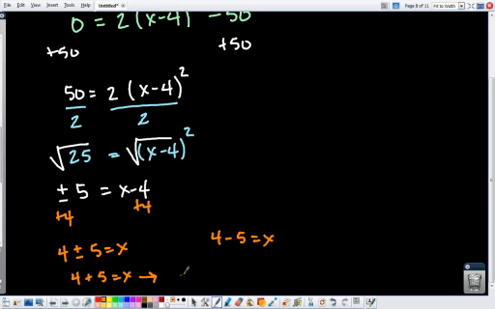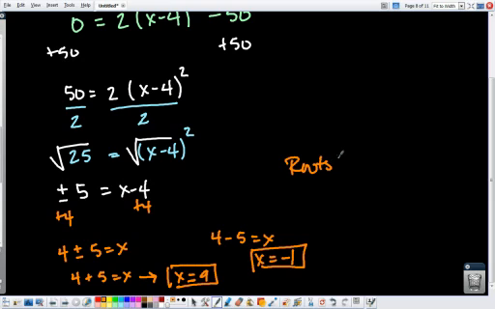So let's look at this one. So I have x equals 9. There's that one. And I also have x equals negative 1. So my roots are (9, 0) and (negative 1, 0).